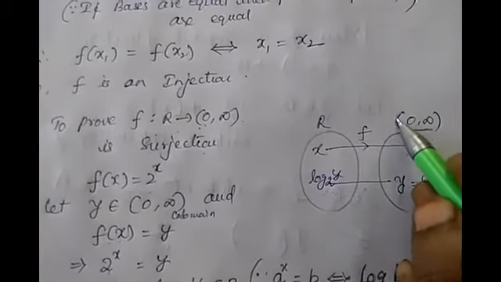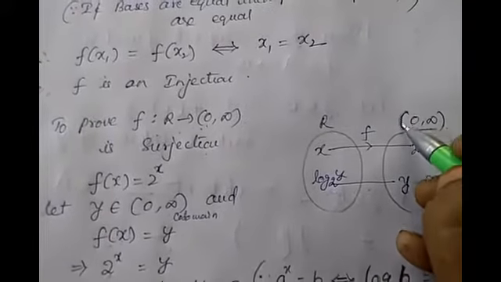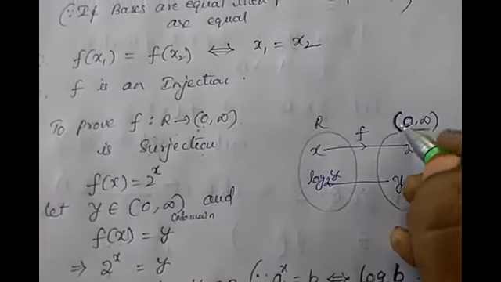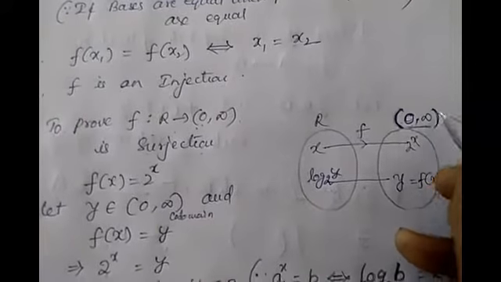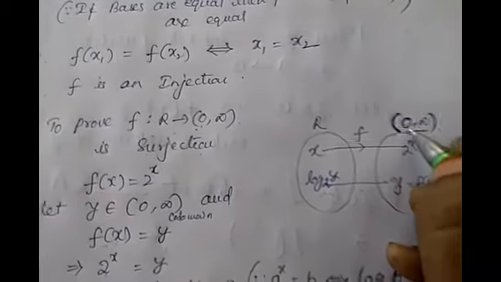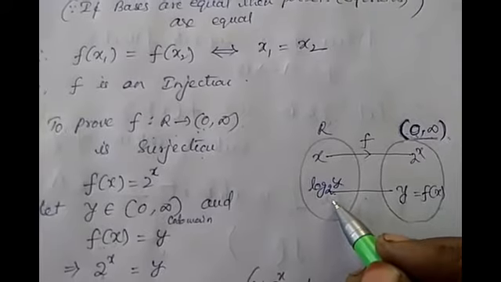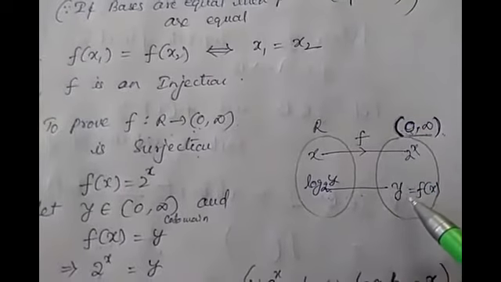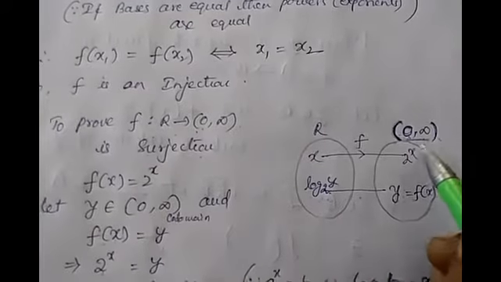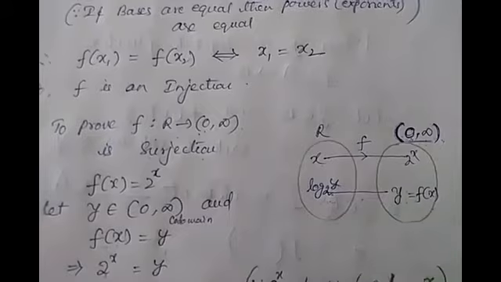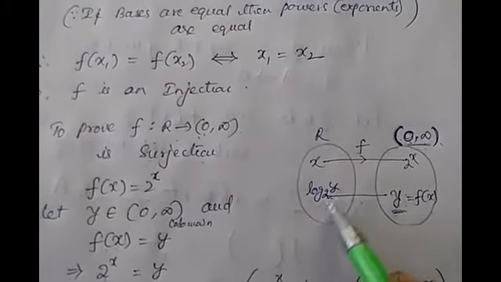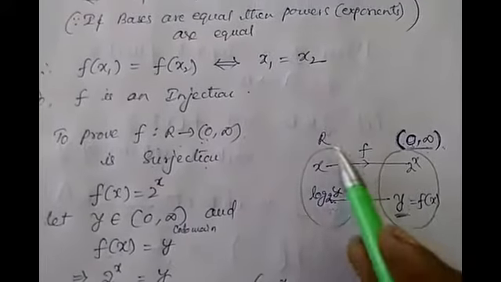Open interval means the extremes, that means the end points, are not included in this set. So 0 is not included. If 0 is included, then what happens? Log 0 is not defined. So 0 is not in this codomain set. 0.1, 0.2, whatever value you take, the log is defined on that element. So for every y, there is a log y base 2 in the domain.